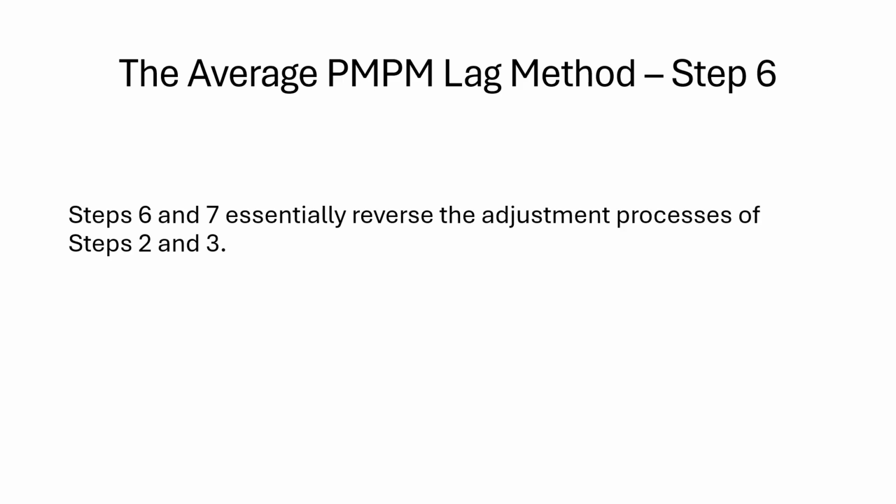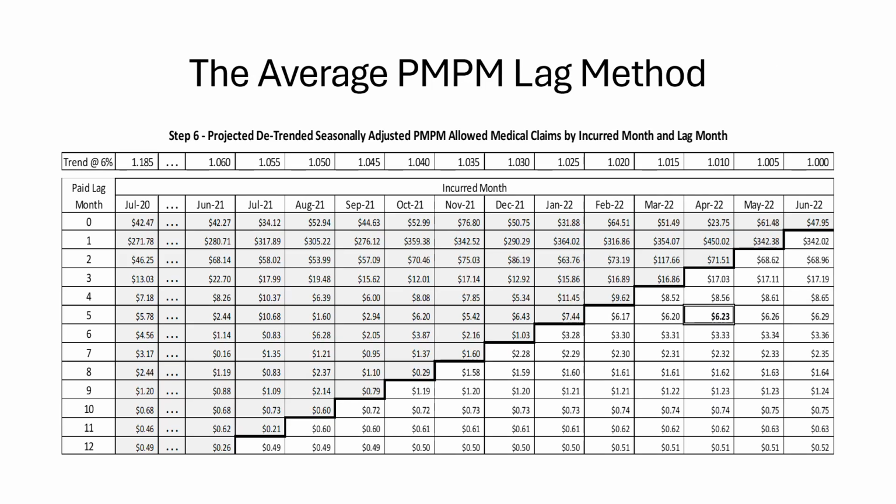Steps 6 and 7 essentially reverse the adjustment processes from steps 2 and 3. Step 6 detrends the PMPM claim amounts by dividing all amounts in the matrix by the same trend factors that were used in step 2. So for April of 2022, the initially projected $6.29 PMPM is divided by 1.010 to yield $6.23 PMPM. The de-adjusted PMPM values to the right are no longer equal.